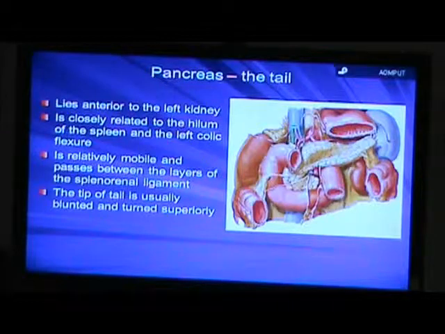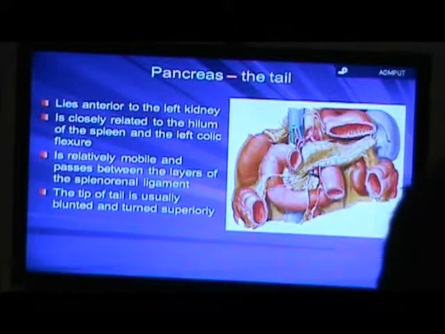The tail of the pancreas lies anterior to the left kidney. And this is the tail of the pancreas. It's closely related to the hilum of the spleen and the left colic flexure. It is relatively mobile and passes between the layers of the splenorenal ligament. The tip of the tail is usually blunted and turned superiorly.